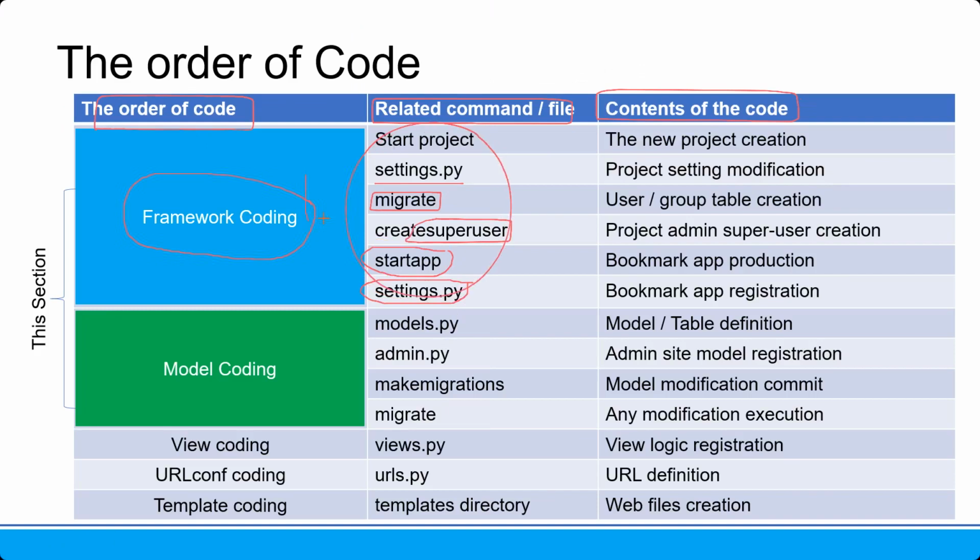After you finish with the setting part, you need to deal with the modeling. Modeling means you need to make the model, or you need to make the table. And then you need to define the role of the admin, so we need to define the admin side. After we make the model and the admin side, we need to make the model modification. And last, we need to do the migration.